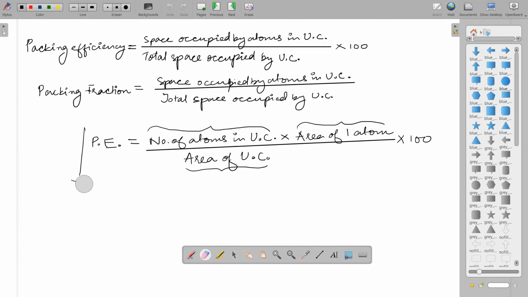All of you understood now? Packing efficiency formula: if I'm saying that packing efficiency is equal to space occupied by atoms of unit cell, that means I have to multiply the area of one atom into the number of atoms that are there in the unit cell, upon the whole area of the unit cell.